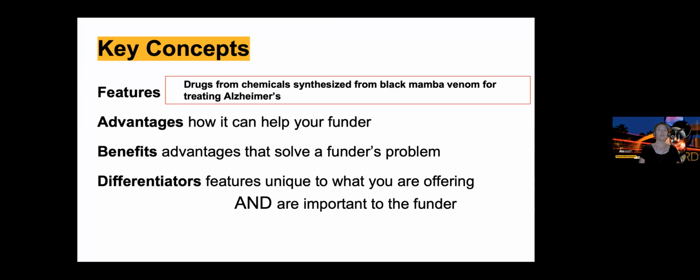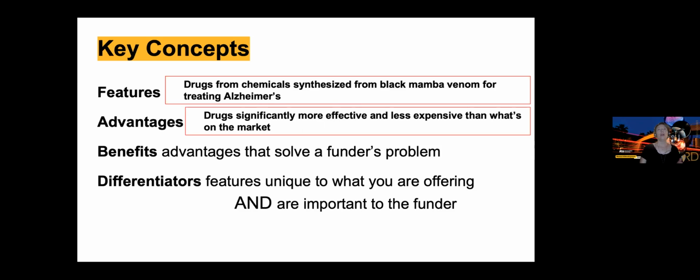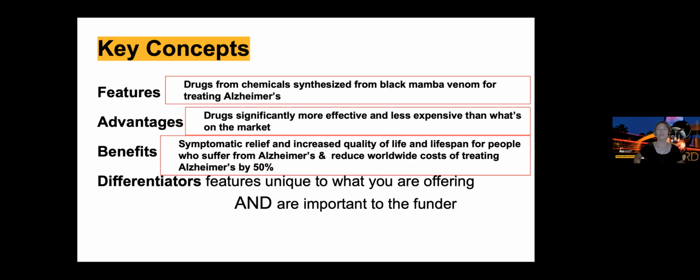Advantage, I'm going to a sponsor who really cares about this. You know what? We think that they can be more effective and less expensive than what's on the market because, again, black mambas, you can raise them, you can milk them. I've determined before this that it's less expensive to go this route versus other drugs. So the benefit is you get symptomatic relief and increased quality of life and lifespan for people who suffer from Alzheimer's, and reduce the worldwide cost of treating Alzheimer's. Now, I've created some hyperbole comments here, so 50%, we're just guessing, right? But it's just to run the experiment.